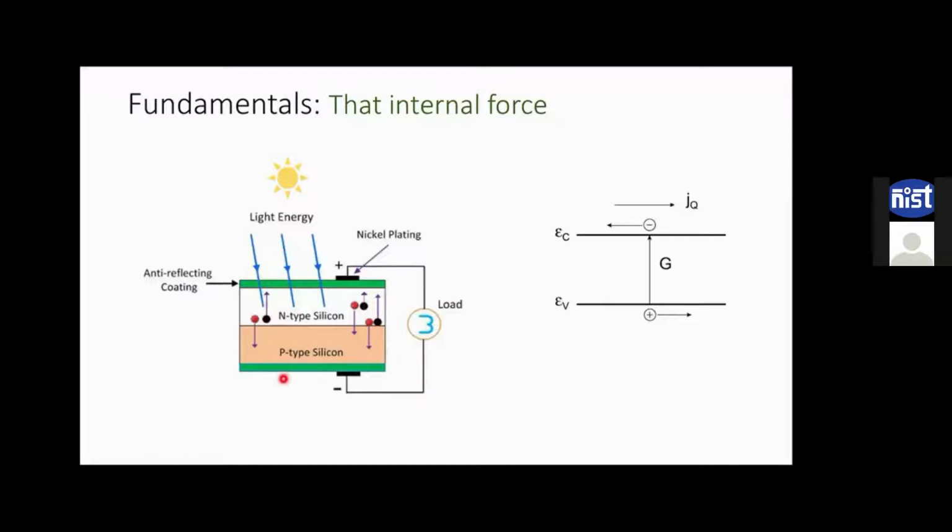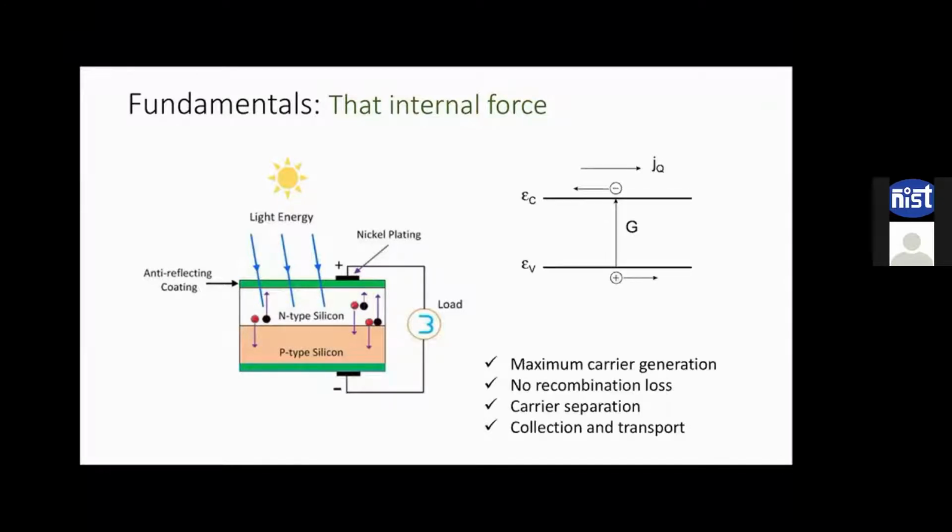So this is a typical example of a homojunction conventional silicon solar cell, where the built-in potential works to help in separation of these photogenerated carriers. In a heterojunction solar cell, there is a different kind of internal force, I would say, that helps in separation of this electron-hole pair, and we will discuss this in detail in this talk.